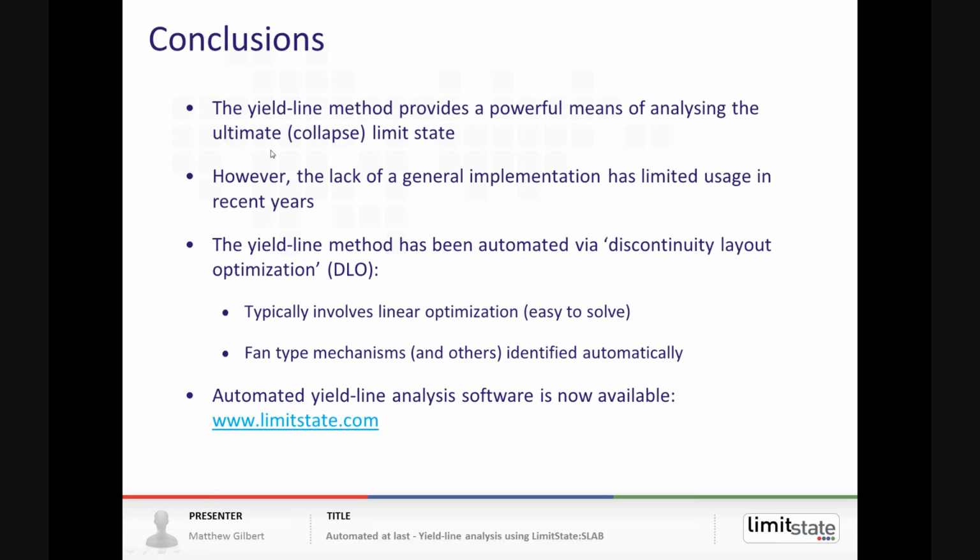The yield line method obviously provides quite a powerful means of analysing the ultimate collapse state, but over the past few years there has been a lack of general implementation, such as finite element gives to the nonlinear elastic analysis. So we developed the discontinuity layout optimization method and used that to automate the yield line method, which typically involves a linear optimization problem, which is easy to solve, and it allows you to identify fan type mechanisms automatically.